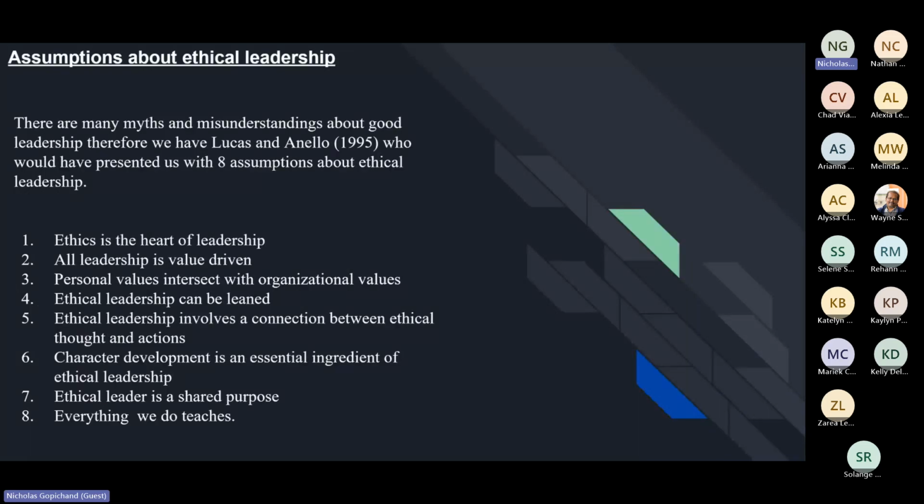Assumptions about ethical leadership. There are many myths and misunderstandings about leadership. Therefore, Lucas and Ilardo, 1995, proposed 8 assumptions about ethical leadership. Here, they put forward 8 central themes to study and practice. Ethics is the heart of leadership. Does anyone have an idea why ethics is the heart of leadership?